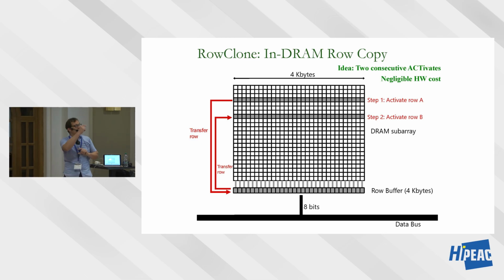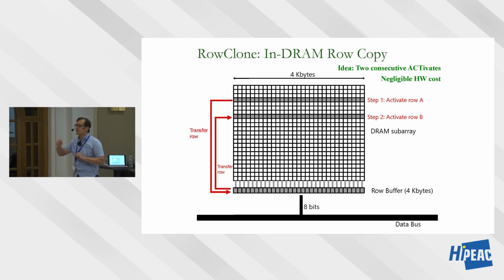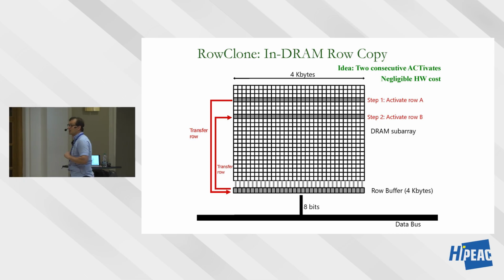And by using the sense amplifiers or the row buffer as a temporary buffer, you copy from the source row to the destination row, assuming they share a subarray. So that's the idea. 2 consecutive activations, negligible hardware cost, very, very little. And the reason it works is based on the analog charge sharing principles, which I'm going to show you in the next slide. So those of you who don't like the circuit level, you may be uncomfortable with this slide, but I'd suggest you start getting comfortable with these things also.